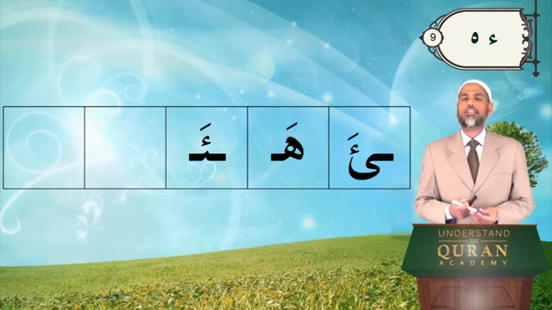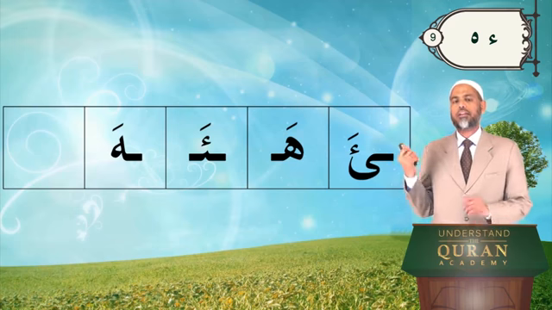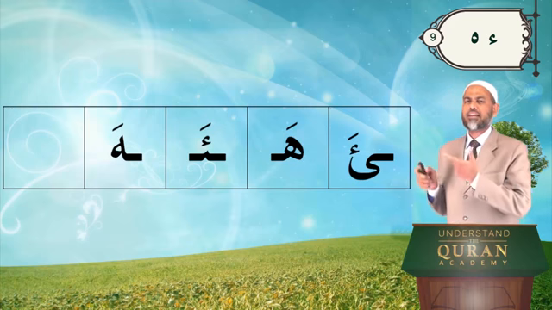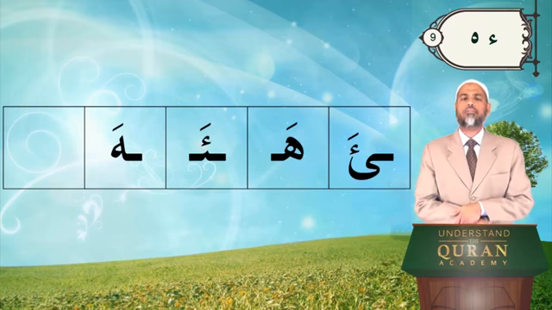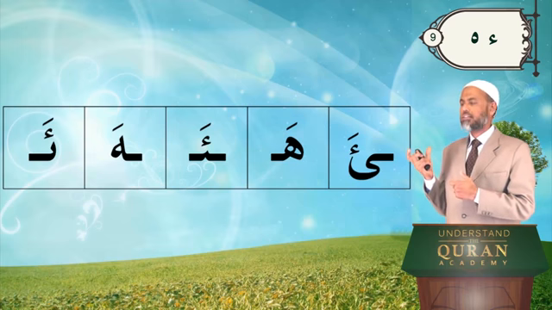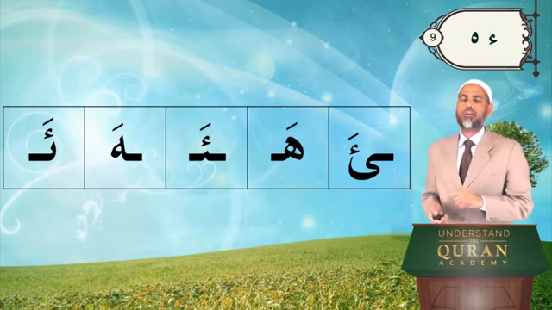Okay, and this is ha. Ha at the end is full form with a connector, so it is just one circle, and it becomes a little like a triangle. That's at the beginning, and ya is carrying it. But when ya is carrying it, there are no dots below it. It is hamza.